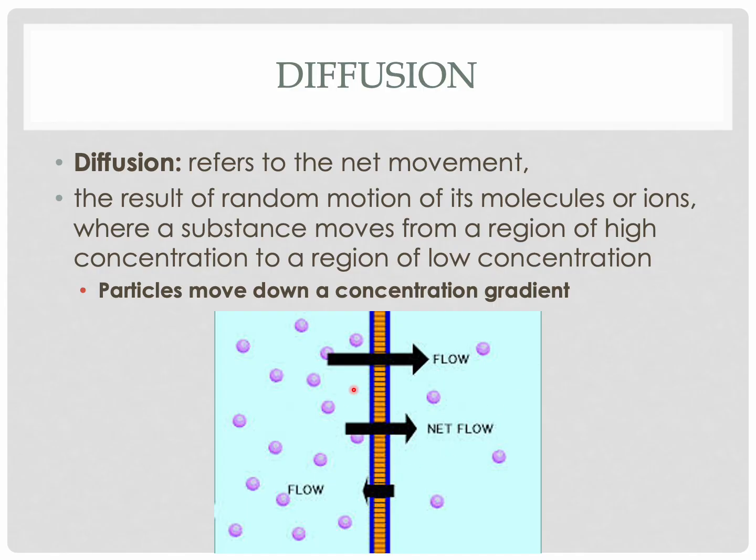It's a net movement because particles can move back and forth. Notice your arrow is longer going towards the right, indicating that your particles are going to go from high concentration to low concentration. There can be some movement returning back, but notice it's a much shorter arrow, very little. This process continues until the particles reach an equilibrium.